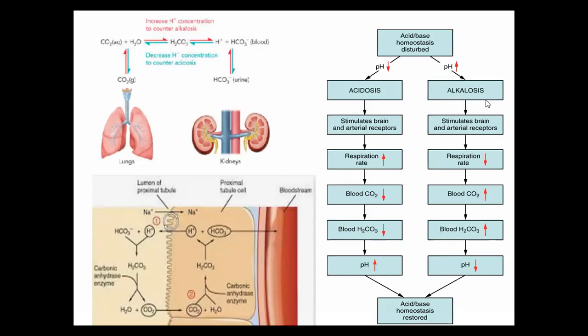In the case of alkalosis, again the brain senses and the arterial receptors are working, and then the respiration rate decreases, and then the carbon dioxide level in the blood increases, and then H2CO3 in the blood increases, hence the pH comes down. So the acid-base homeostasis is restored. So here the homeostasis is disturbed, here it is restored.